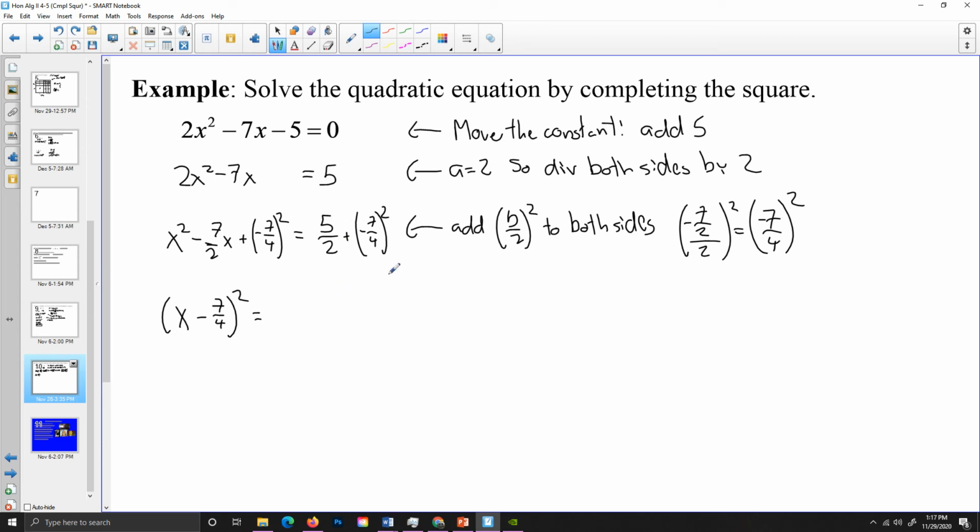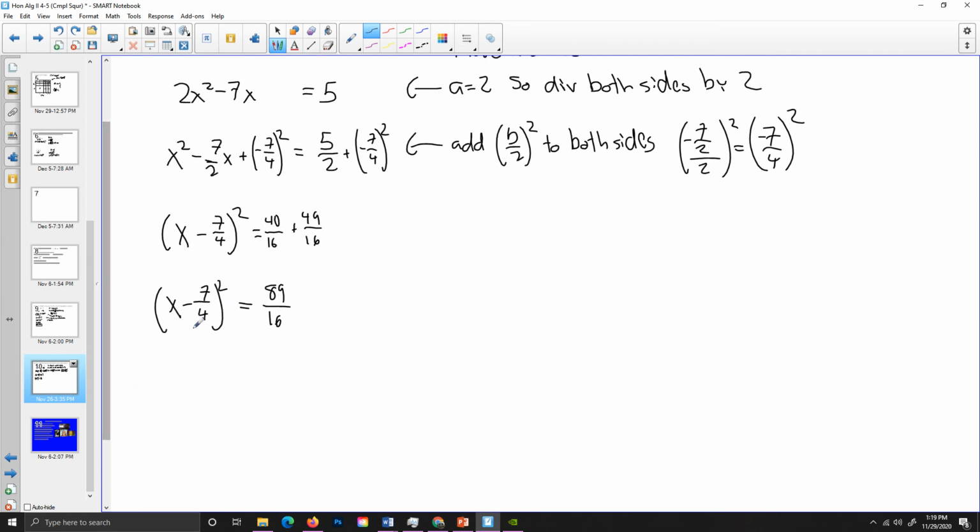And so now I have to add my terms here. So 7 over 4 squared. 7 squared is 49, and 4 squared is 16. And since I'm squaring it, it becomes positive. So I need to figure out a common denominator. 2 times 8 is 16, so I've got times 8. 5 times 8 is 40, and so 40 plus 49 is 89 over 16, and I'll have x minus 7 over 4 squared. I'll take the square root of both sides.